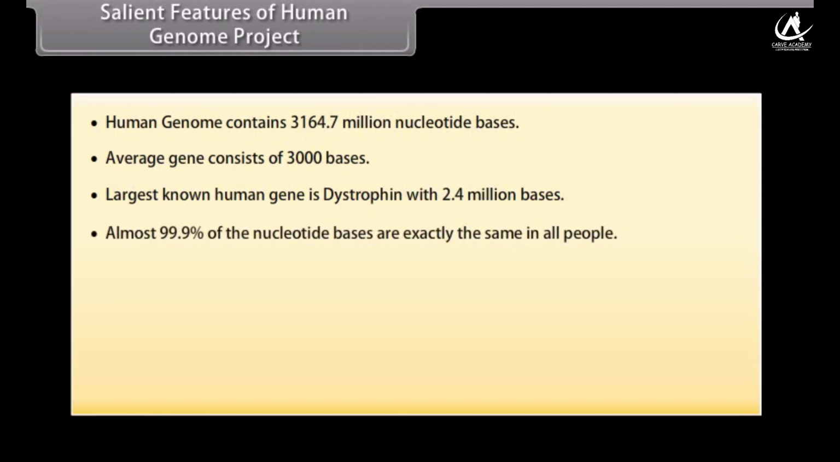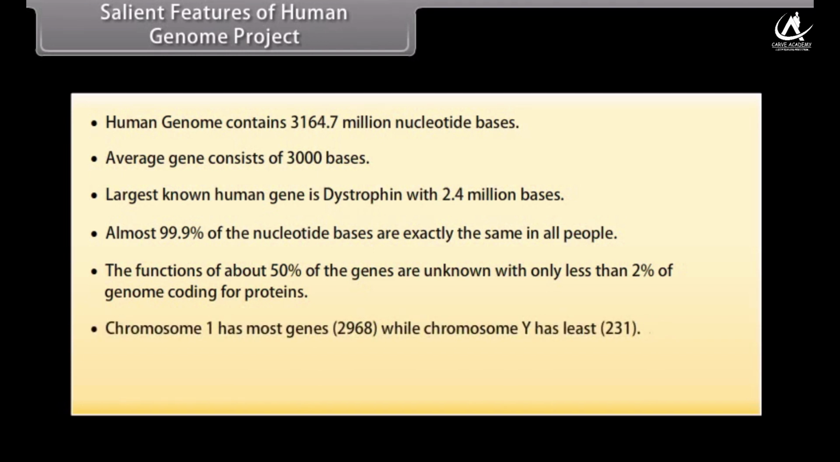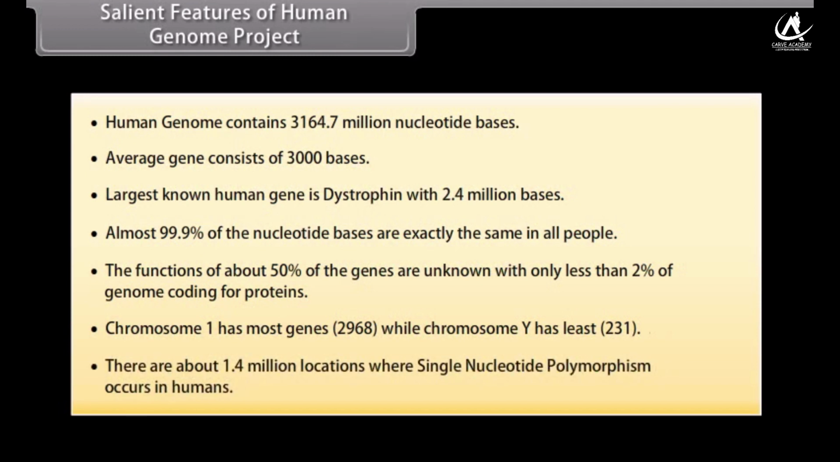Almost 99.9% of the nucleotide bases are exactly the same in all people. The functions of about 50% of the genes are unknown, with less than 2% of genome coding for proteins. Chromosome 1 has most genes, 2,968, while chromosome Y has least, 231. There are about 1.4 million locations where single nucleotide polymorphism occurs in humans.